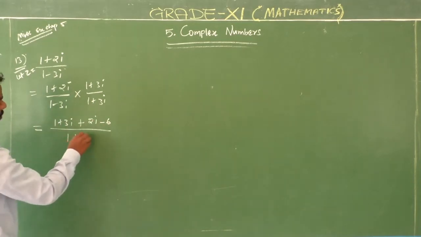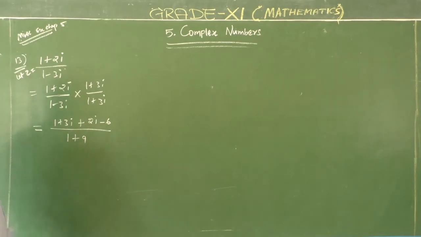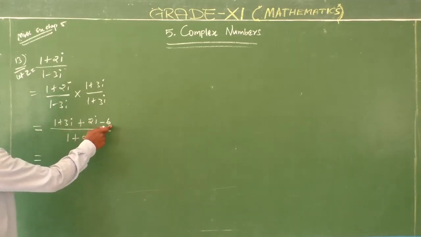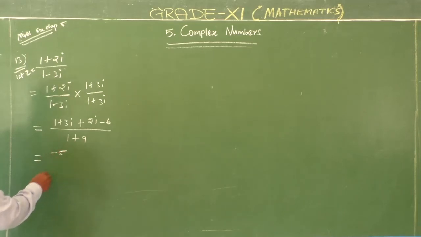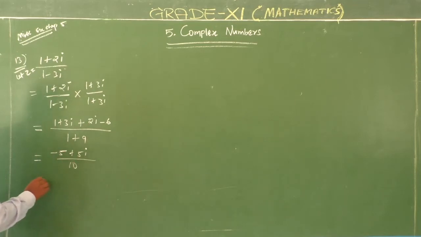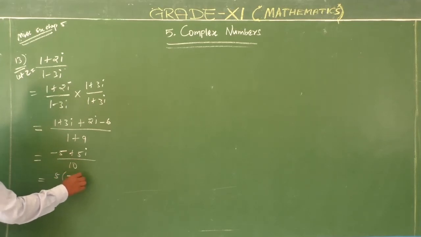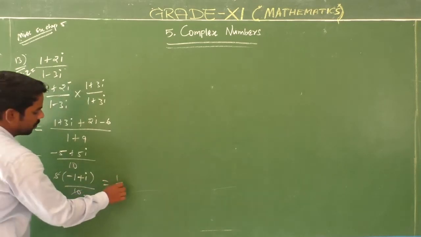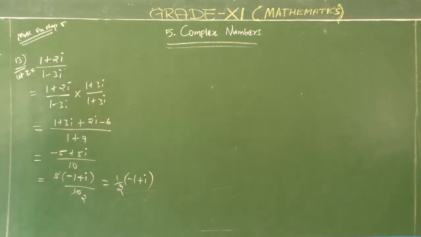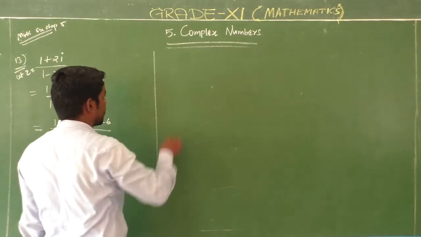which is 1 plus 9, using the a square minus b square formula. So 9i square is minus 9, so the denominator is 1 plus 9, which is 10. In the numerator, 1 minus 6 is minus 5 and 3 plus 2 is 5i, divided by 10. So take 5 common from both terms: minus 1 plus i divided by 10. 5 cancels, so 1 by 2 of (minus 1 plus i). This is the given complex number.